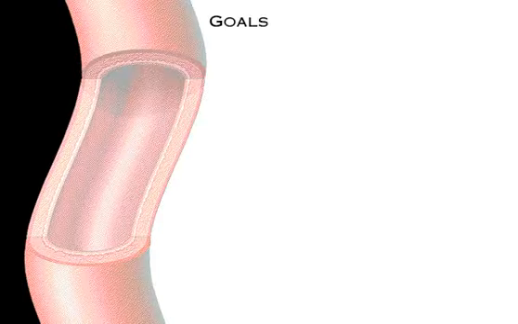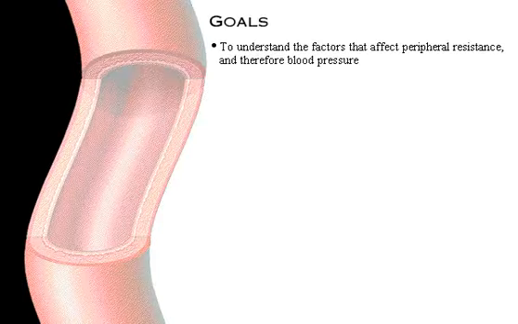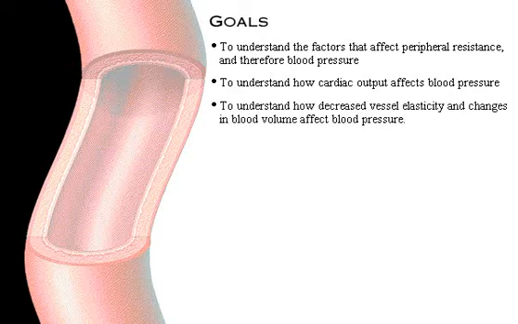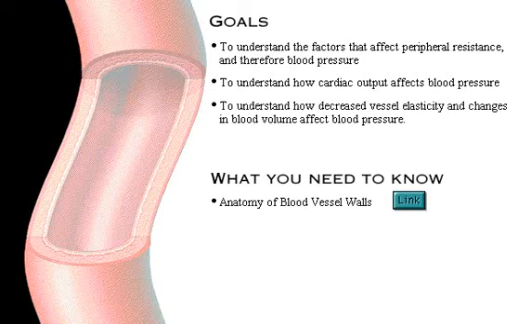Your goals for learning are to understand the factors that affect peripheral resistance and therefore blood pressure, to understand how vessel elasticity and cardiac output affect blood pressure, and to understand how decreased vessel elasticity and changes in blood volume affect blood pressure. Here's what you need to know: the anatomy of blood vessel walls and the factors that affect cardiac output. To see definitions of terms, click the bold red words.